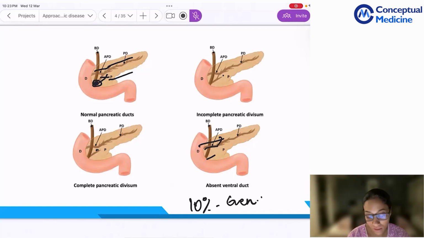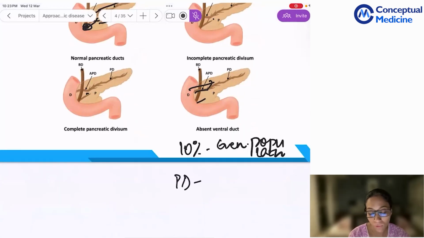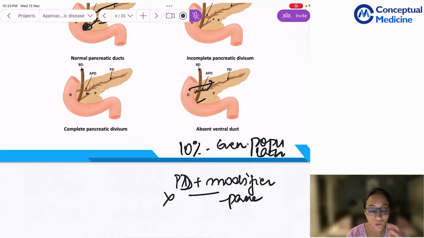That's why studies say that pancreas divisum is not a cause for acute pancreatitis. Definitely it's not a cause by itself for chronic pancreatitis either. Pancreas divisum as such does not cause it. Along with pancreas divisum, you should have a modifier which also contributes to causing pancreatitis. So pancreas divisum alone does not cause it; only along with a modifier, a coexistent risk factor, does it cause pancreatitis.